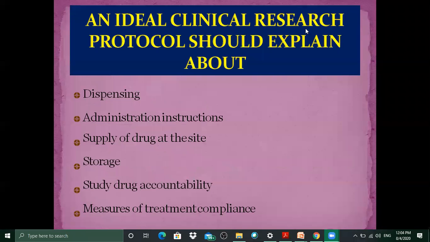An ideal clinical research protocol should explain about dispensing, administration instruction, supply of drug at the site, storage, study drug accountability, measures of the treatment compliance. So all this points should be explained in detail. So storage of what? Storage of the drugs that are going to come in your facility, which you are going to administer to the subject who are going to take part in your study. Then supply of the drug, कैसे supply हुआ, कैसे supply करेंगे, right? All this also very important.